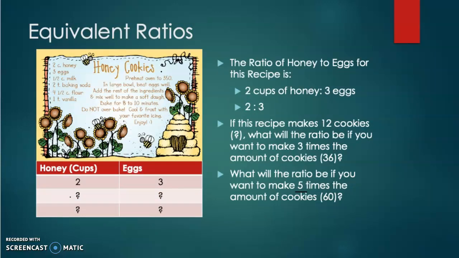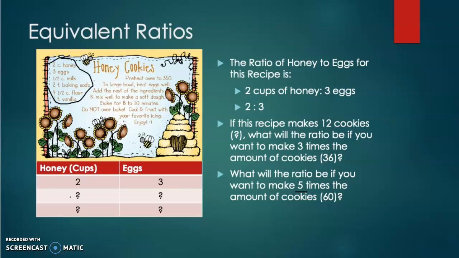What we have here is a problem that you're going to have to be able to solve. Okay, so this is a recipe, and recipes are where you use ratios the most often. Okay, so this one makes honey cookies, and as you can see, I'm going to circle it right now. These are our ingredients. So this is everything you need to make a honey cookie.